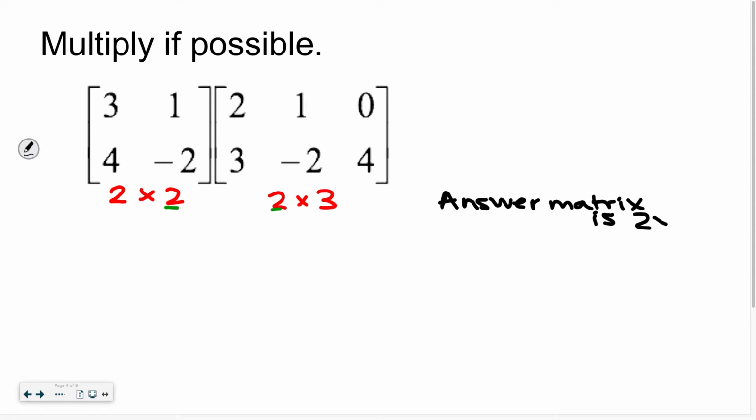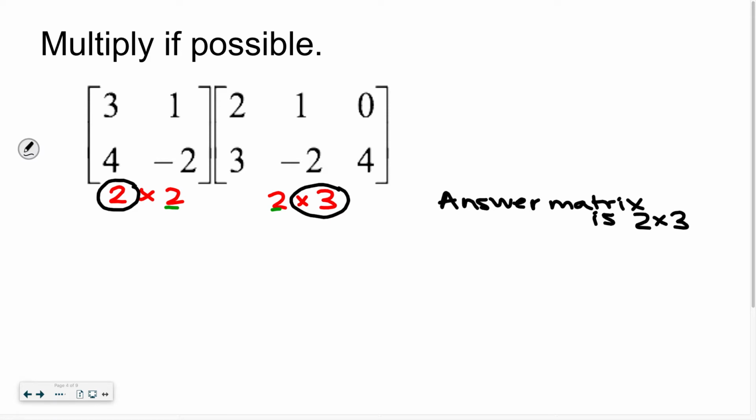So I'm going to mark that down. How's it 2 by 3 if the two numbers are twos? Well, these things match, so I can multiply, but the dimensions of my answer matrix come from the bookend numbers. If you go back to that definition, it says if A is m by n and B is n by p, then you can multiply them and their answer is m by p. Yeah, the outside numbers.